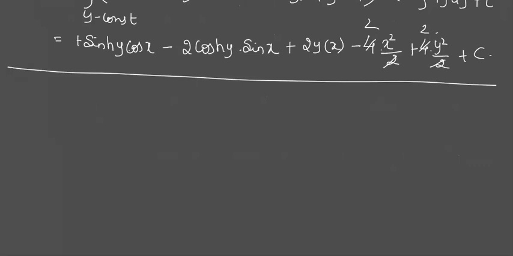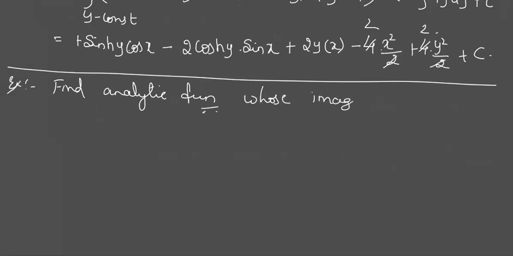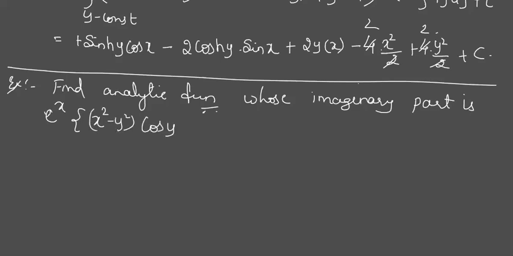I'll give you: find the analytic function whose imaginary part is. Okay, I think I have not done any problem on imaginary, so I think I only need to solve it. The imaginary part is e raised to x into bracket x square minus y square cos y minus 2xy sin y.